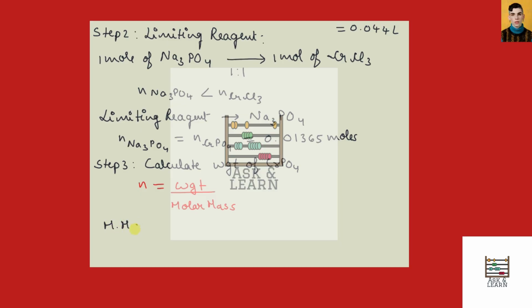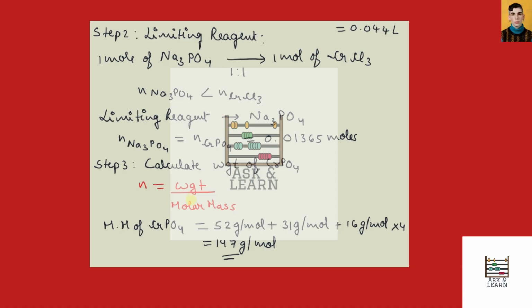So first we'll be calculating the molar mass of the CrPO4. So here the chromium has the atomic weight of 52 gram per mole, plus the atomic mass of the phosphorus, which is 31 gram per mole, plus the atomic mass of oxygen, which is 16 gram per mole, multiplied by 4, because there are 4 atoms of oxygen in the compound. So by calculating, it is equal to 147 gram per mole. So this is the molar mass of the CrPO4.